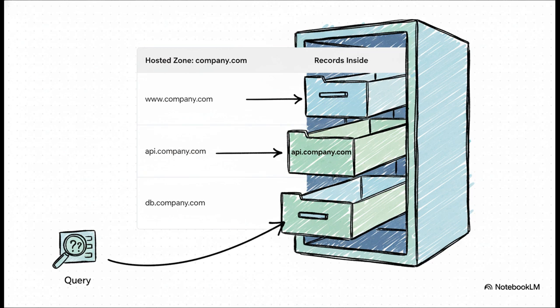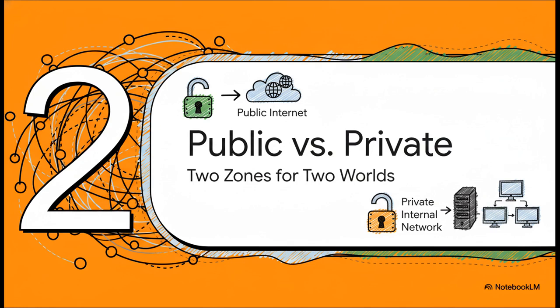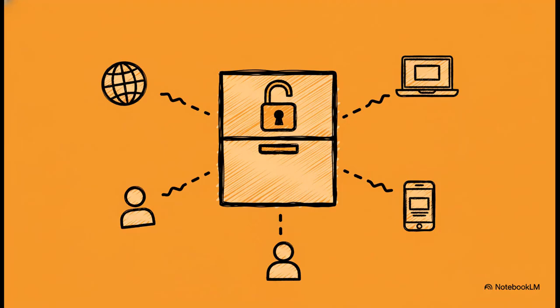Now this is where things get really interesting and really powerful, because AWS doesn't just give us one type of container, it gives us two, each designed for a completely different world, the public internet and your own private network. So first, you've got your public hosted zone. The name says it all. This is for anything and everything that needs to be visible to the outside world. We're talking about your main website, your public APIs, basically anything a customer or user out there on the internet needs to be able to find.